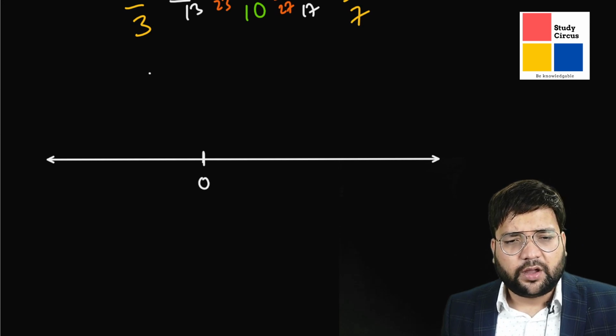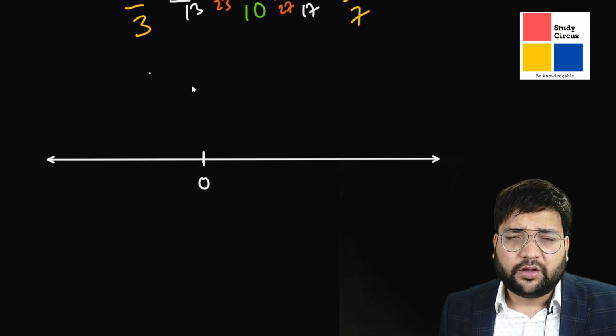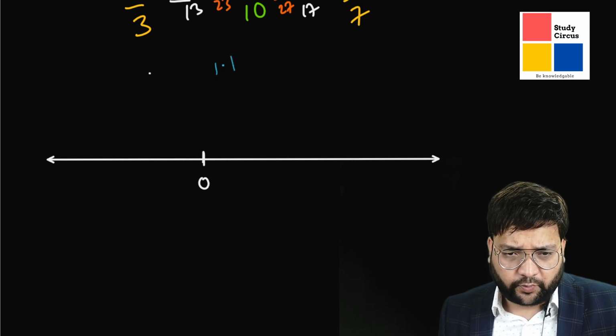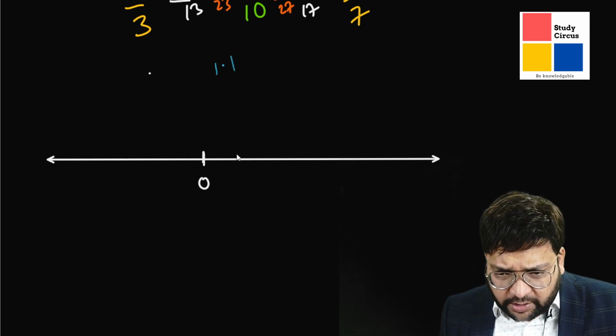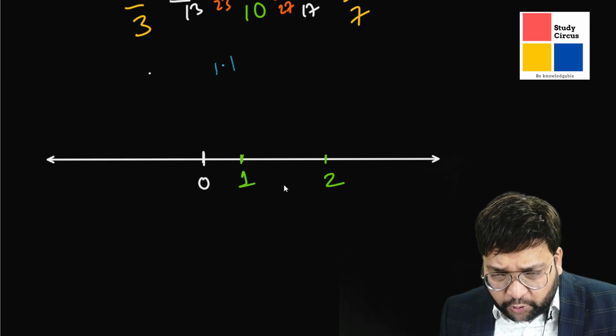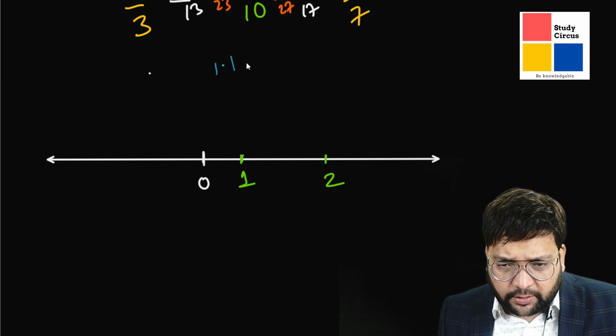So rational numbers, representing them is not a big deal. Let's say any rational number, 1.1. Can I represent this? Yes, this is easy. Let's say this is 0.1 and this is 0.2. So what you do? So 1, so this is what?